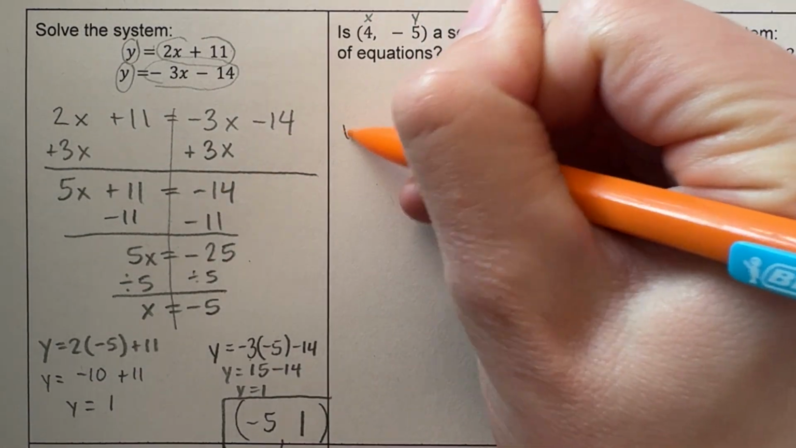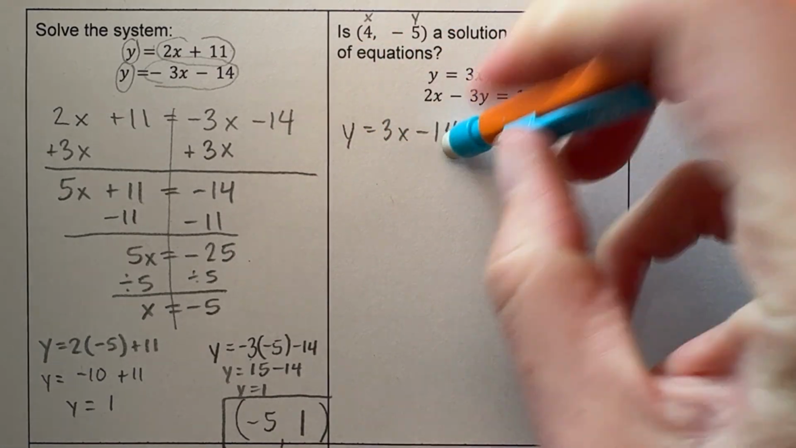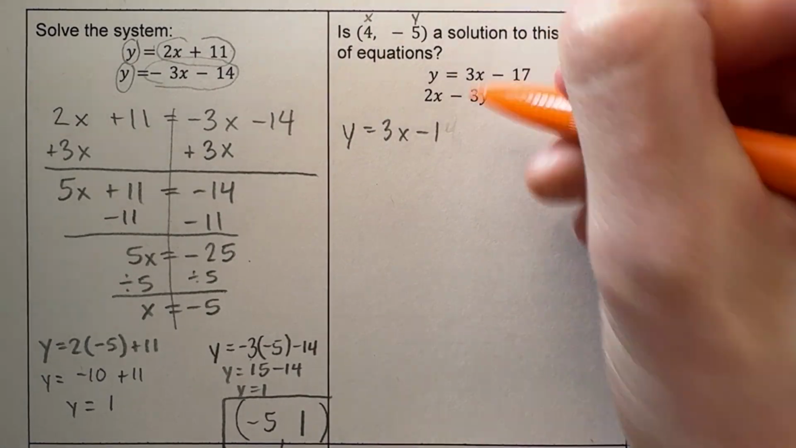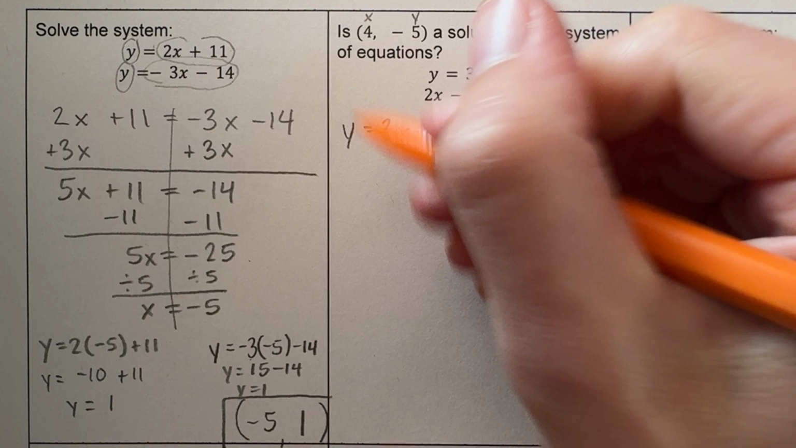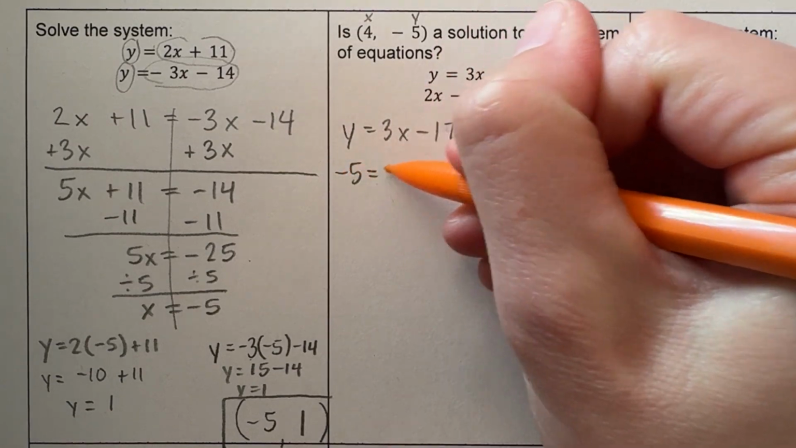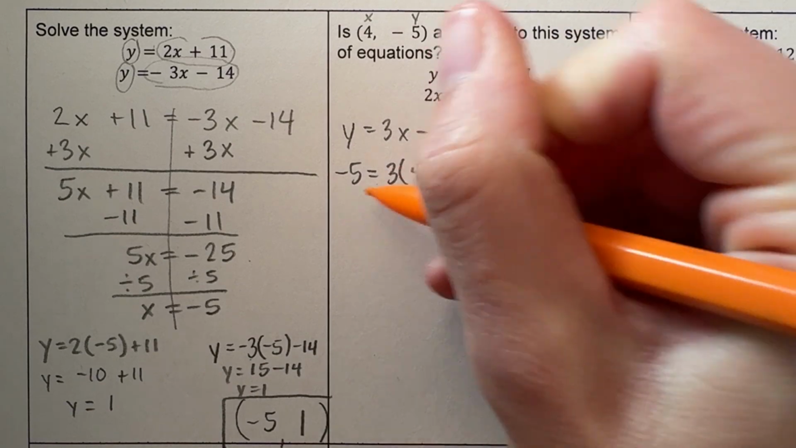What I'm going to do is I'm just going to take each of these equations, and I'm going to plug in, oops, that's a 17. I'm going to plug in these values and see, does it work? Is that the solution? So I'm plugging in negative 5 for y, equals 3 times x minus 17, and my x is 4.